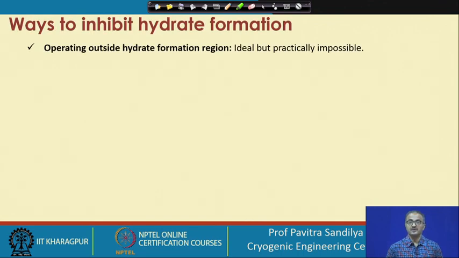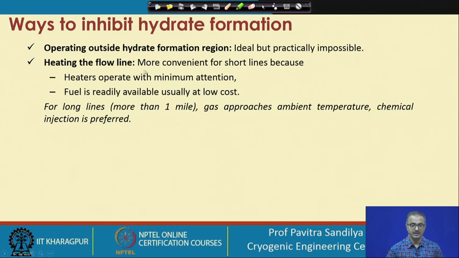Now, there are various ways of inhibiting this hydrate formation. One thing is that we can operate the whole system outside the hydrate formation region, but this may not always be possible given the demands of the particular operation. So, we may have to go to conditions which are conducive to the formation of the hydrate. What we can do is thermally heat the line. By heating the line, we are trying to keep the temperature above the formation temperature.